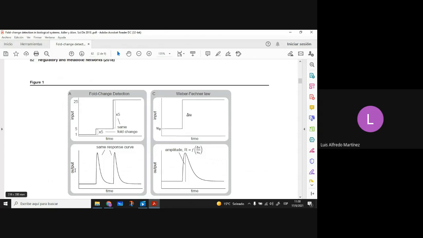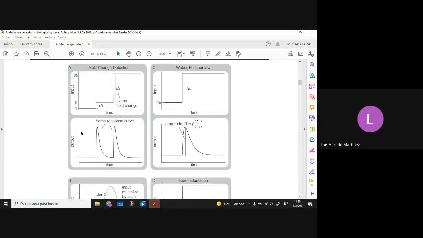And the output of that system versus time is the same response curve, independent of the absolute change in that input. It only depends on the relationship between inputs. The output is the same when the relative input is equal.